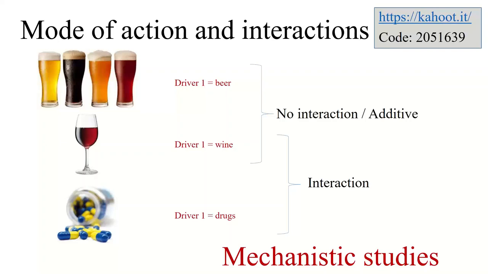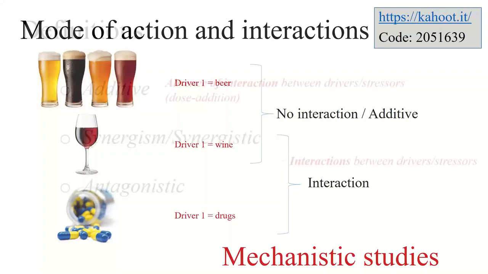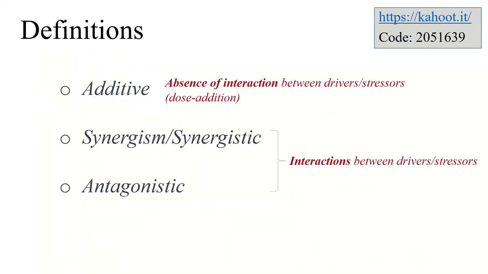So that's why, if you define a strategy and you're really serious about understanding how drivers will work in combination, you really have to work first at a single driver level and try to understand what's happening inside of your organism. And if you want to define these terms that I presented at the beginning, basically additive doesn't mean that you have an addition of effects, but that you don't have interactions between the drivers. So they have similar modes of action, like the beer and the wine. When you use synergistic or synergism and antagonistic, basically what it means is that they have different modes of action and you can expect to have some interactions between the drivers.